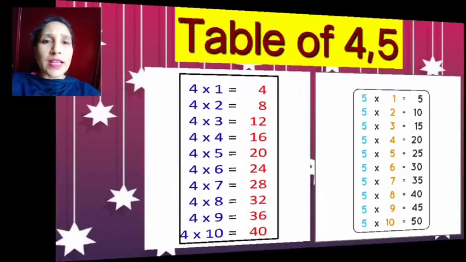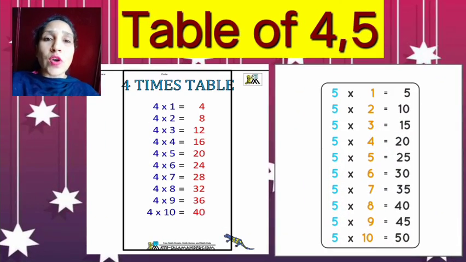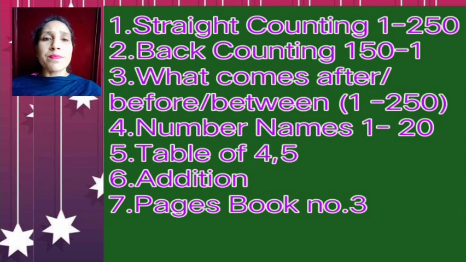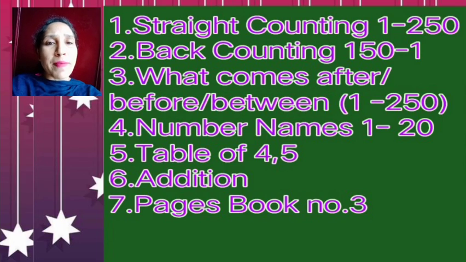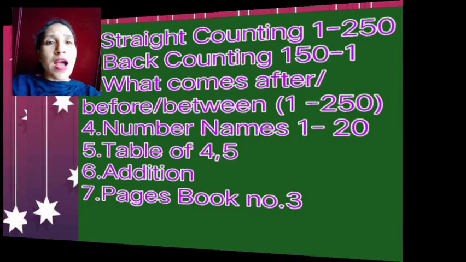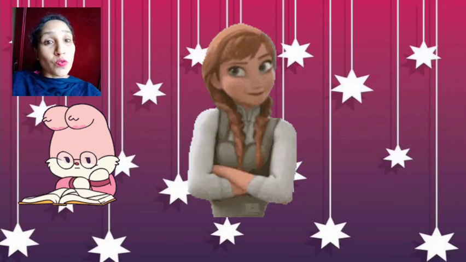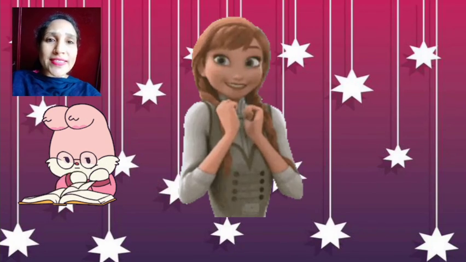Now see the table of 4 and 5. You have to learn the table of 4 and 5 for UT revision. So students, these are all the topics that you have to revise. Okay? So this is your Maths UT revision. I hope you understood all the topics. I hope you will do your UT very nicely.